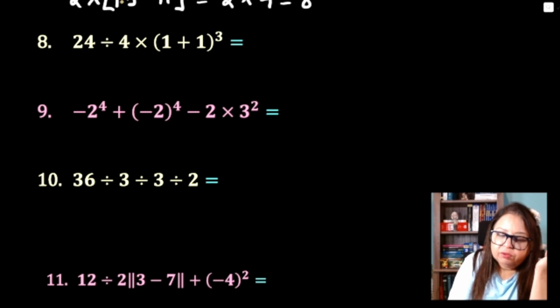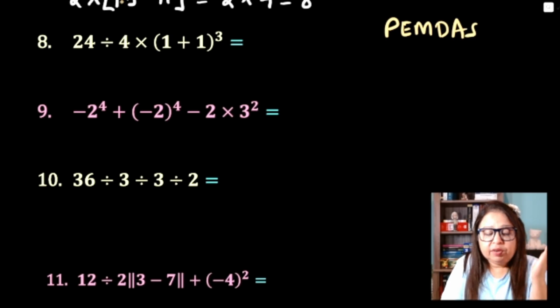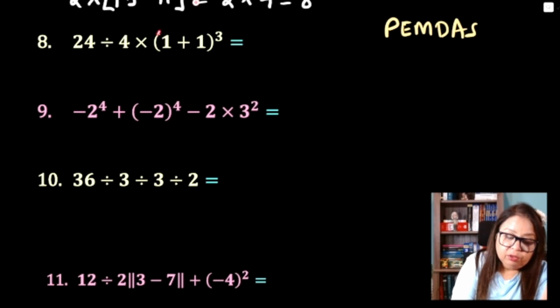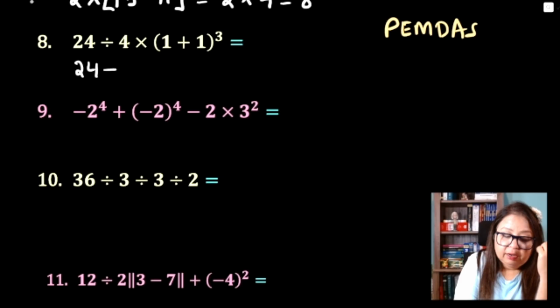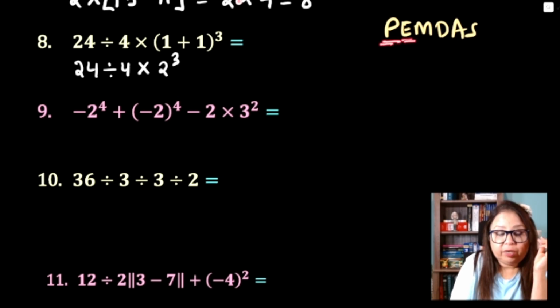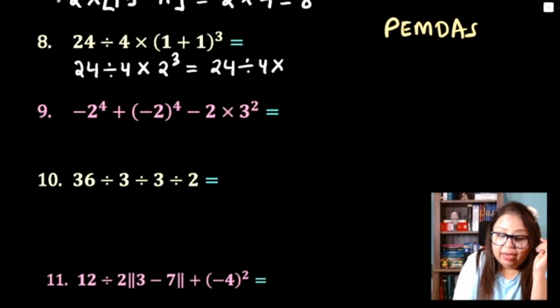Let's write down our friend PEMDAS over here. Do we have any parentheses in problem number 8? Yes, we do. So we're going to evaluate the expression inside these parentheses first. 1 plus 1 gives us 2. And then this 2 is being cubed. So we get 24 divided by 4 times 2 cubed. We have taken care of the parentheses. Next is exponent. So we're going to figure out this 2 cubed next. And that would give us 24 divided by 4 times 8.